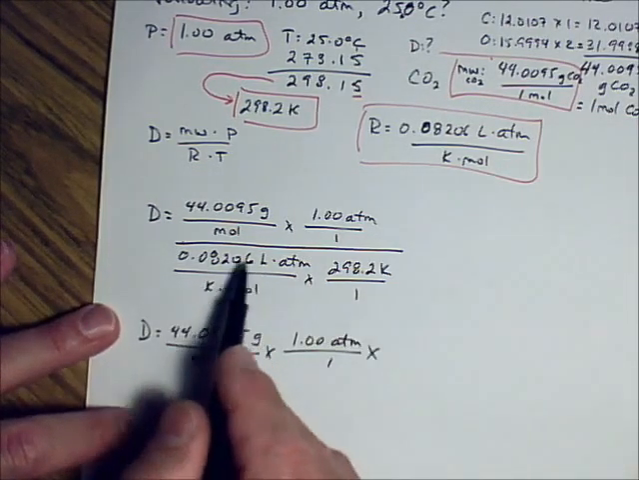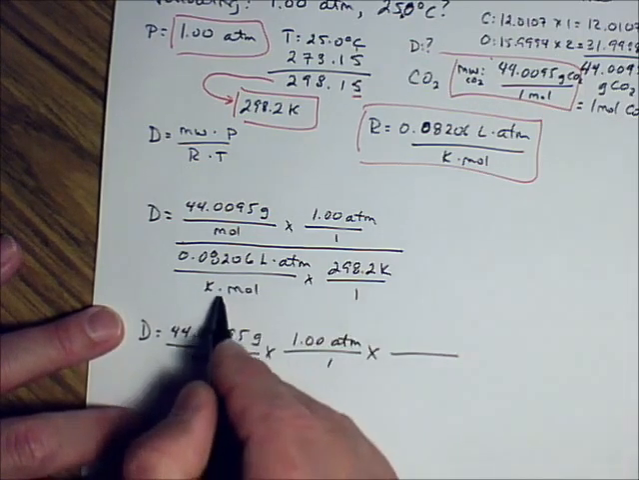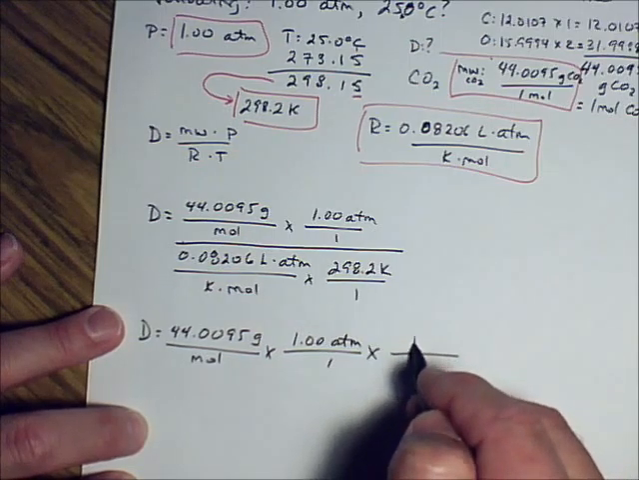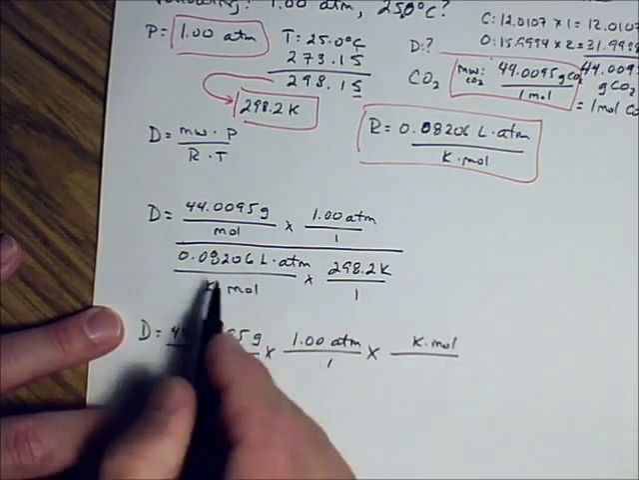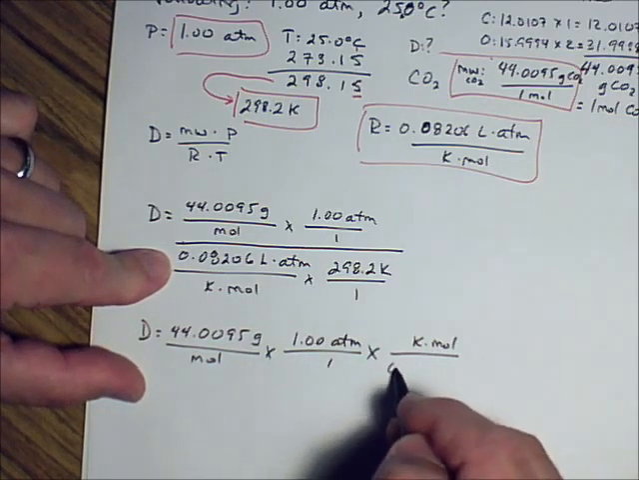All right. So what I'm going to do is invert and multiply. I'm going to invert what's on the bottom. So I'm going to put Kelvin moles on the top of this fraction. And I'm going to put the 0.08206 liters atmospheres on the bottom.